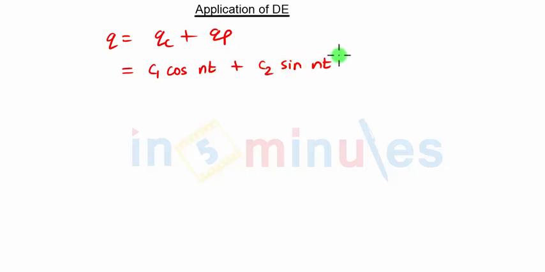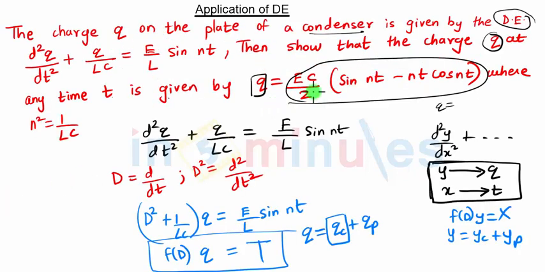Then the final solution will be q equal to qc plus qp. What is qc? c1 cos of nt plus c2 sine of nt, and qp we have calculated as minus E t by 2Ln cos of nt. But we need to prove that q is equal to E by 2 into sine nt minus nt cos nt.